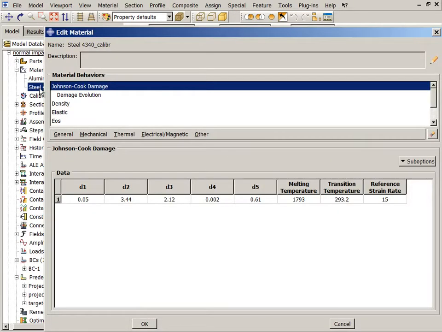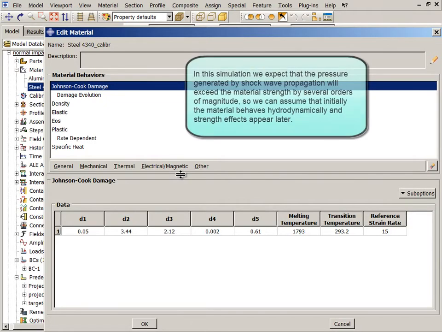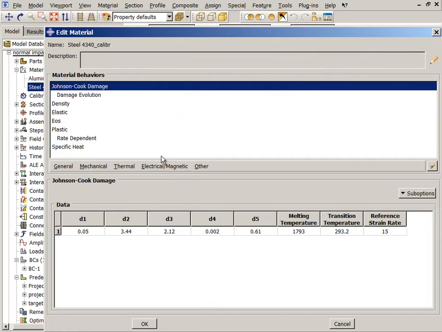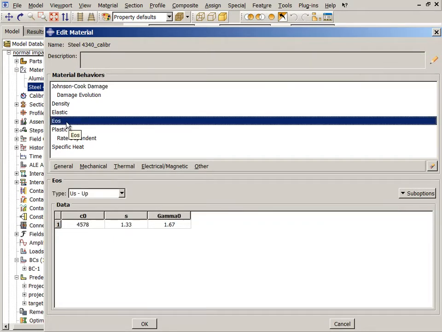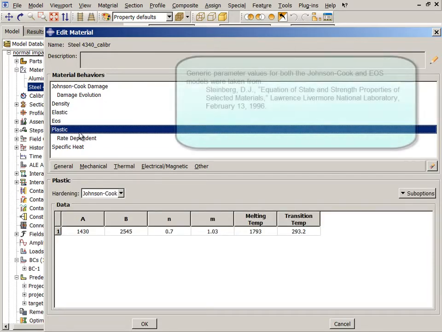In the material editor, you can see the list of material behaviors, which have been defined using SI units. In this simulation, we expect that the pressure generated by shock wave propagation will exceed the material strength by several orders of magnitude. So we can assume that initially the material behaves hydrodynamically, and strength effects appear later. Consequently, for both materials, the volumetric behavior is described by the Mie-Grüneisen equation of state, while the deviatoric behavior is simulated using the linear elastic and the Johnson-Cook plasticity models.